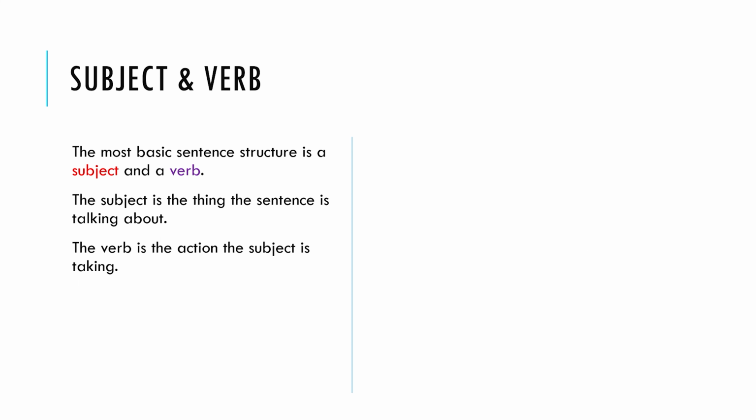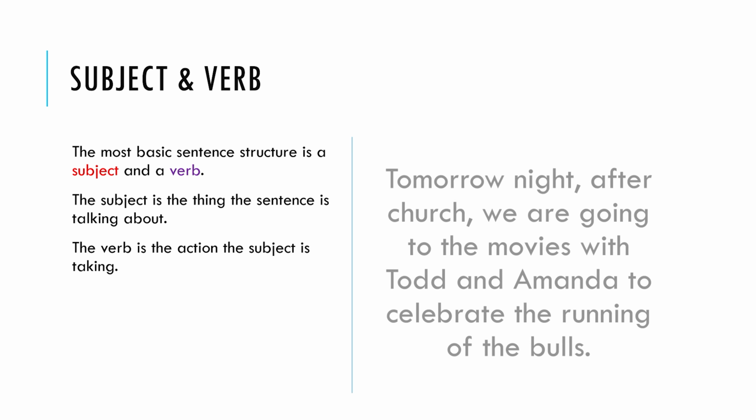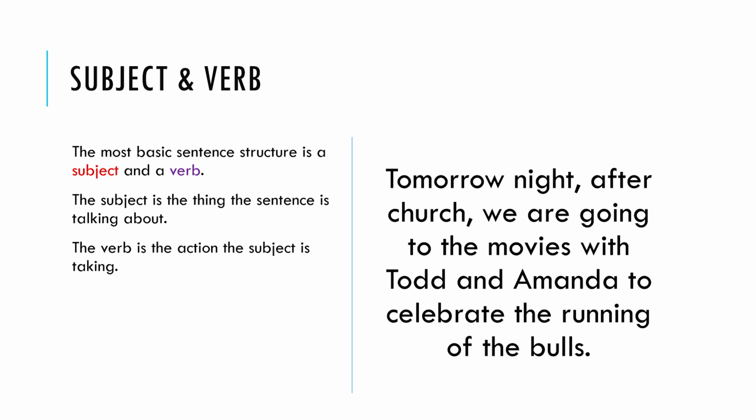All right. Just to make things a little more complicated, I'm going to give you this long sentence here. Tomorrow night, after church, we're going to the movies with Todd and Amanda to celebrate the running of the Bulls. We just said that the most basic sentence structure is a subject and a verb. That's what we really need. We need a subject and a verb. Okay? So we're going to look through this, and there's a lot of stuff in here, but if you look carefully, you should find a very simple subject and verb.